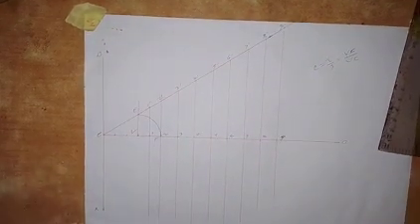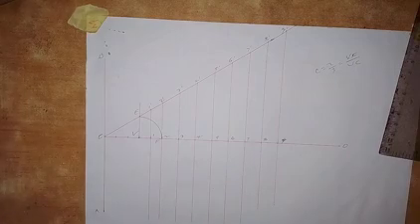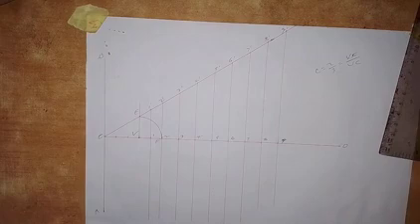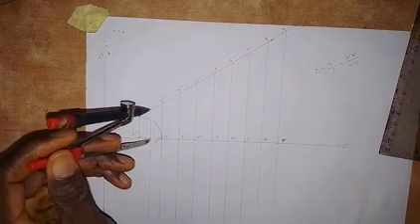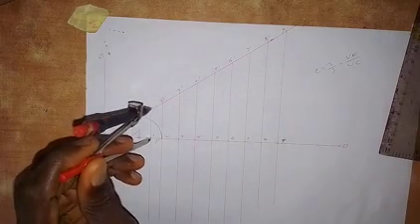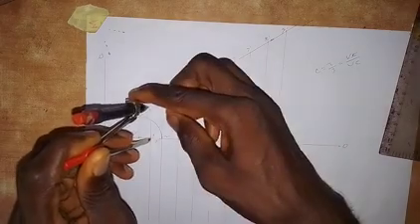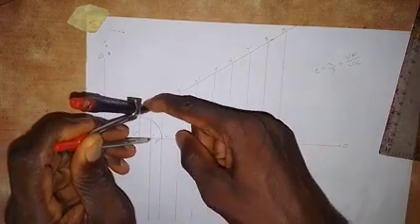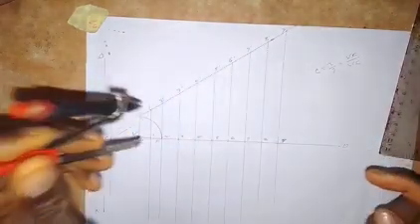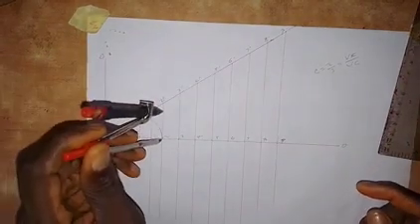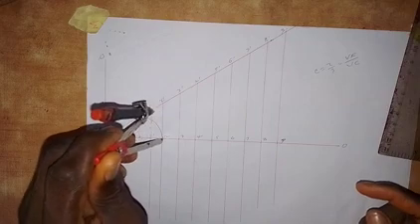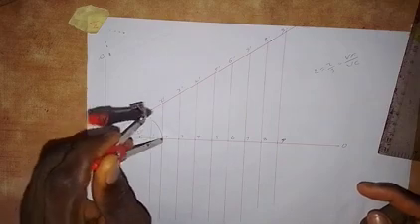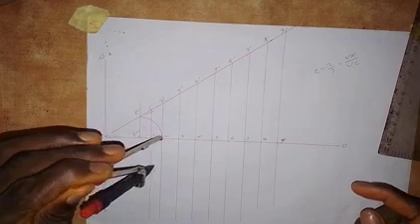The next thing that we are going to do now is to locate the points that we are going to join together to have the curve, that is the ellipse, in place. First, we put the pinpoint at point 1 and extend to 1 prime on this line. Then we lift it up, put the pinpoint at F, that is the focus, and make an arc on line 1, up and down.